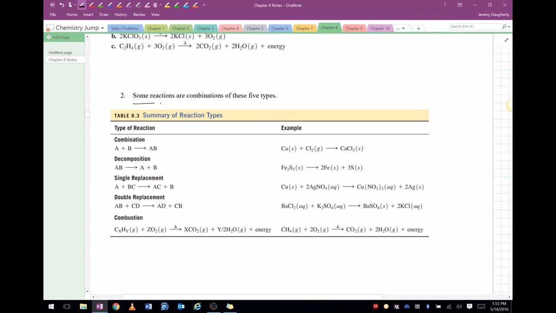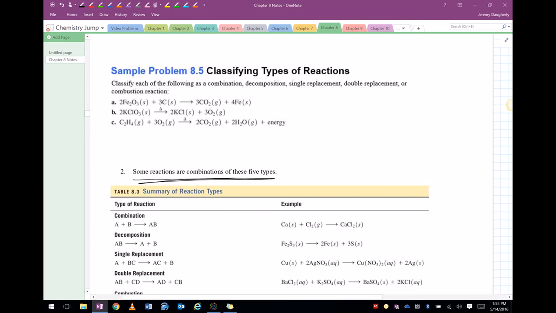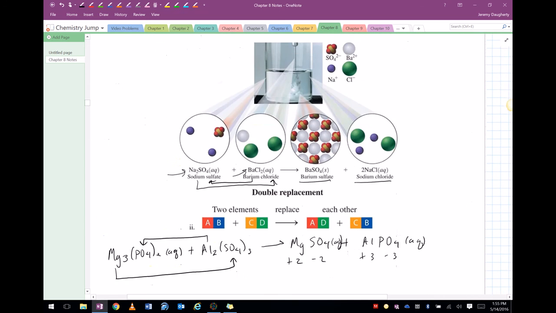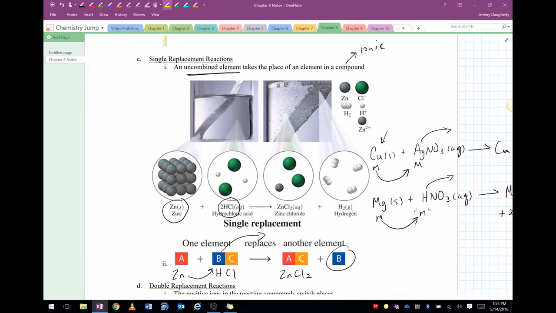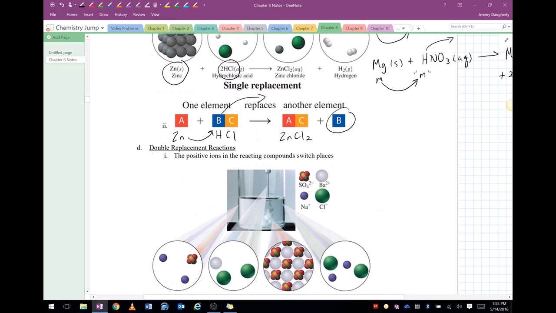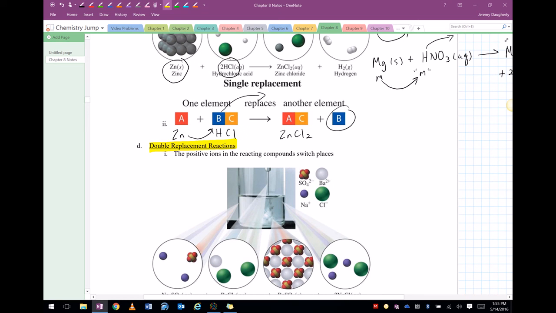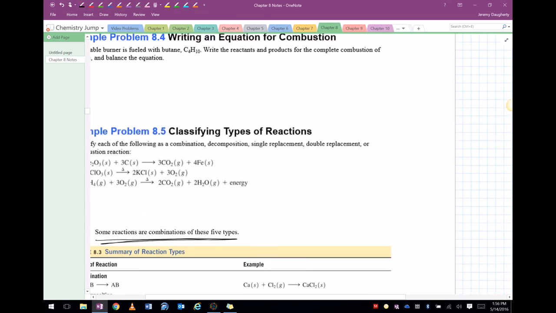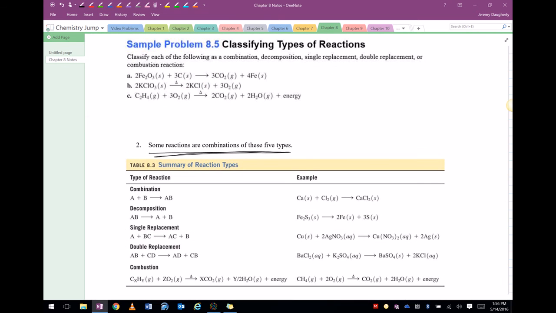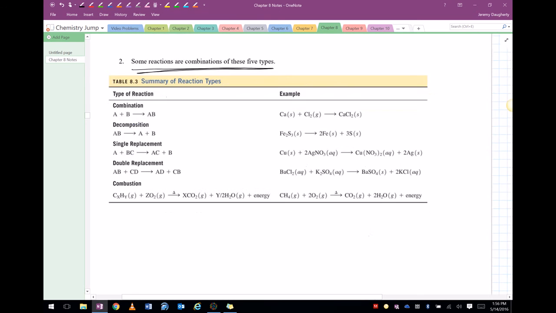You can have some reactions that are a combination of these 5 types, but we generally stick to just one type of reaction. So you have to be able to predict the products of single replacement. Double replacement, you've got to be able to predict the products. And combustion. Those are the 3 that you have to be able to predict the products. Everything else you just have to be able to recognize. You better recognize.